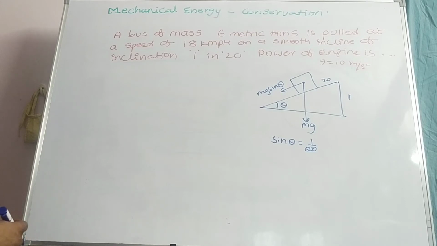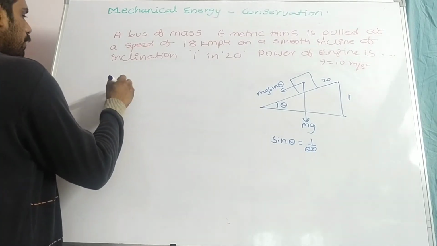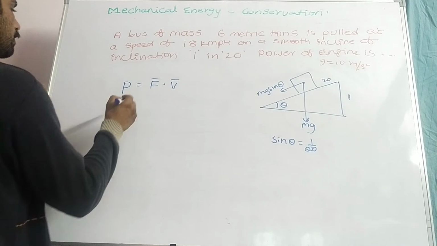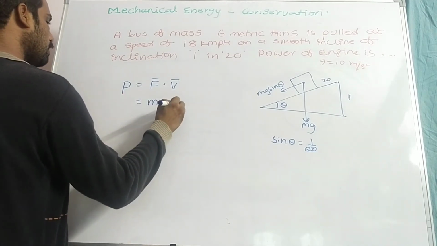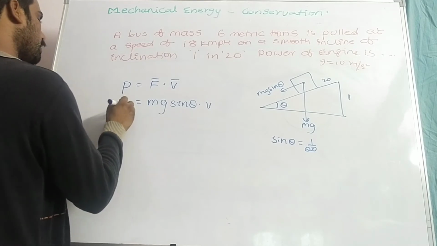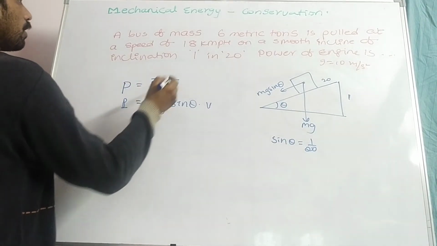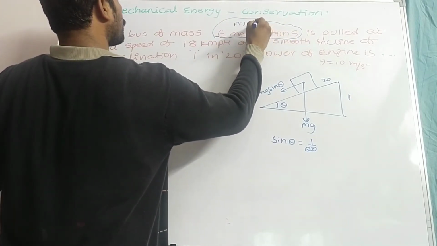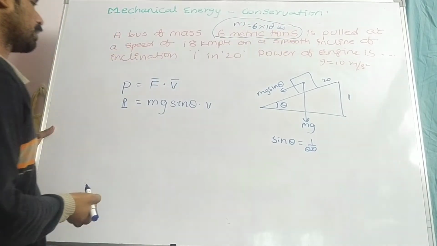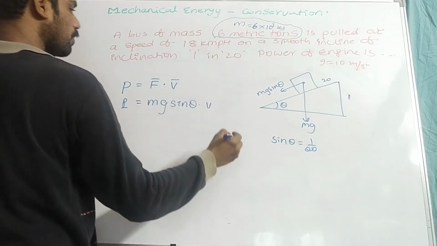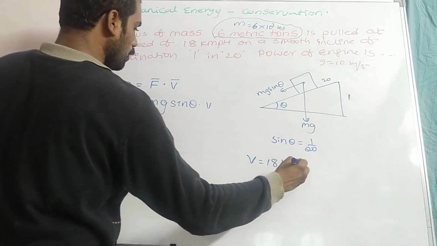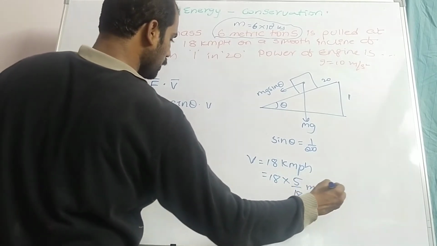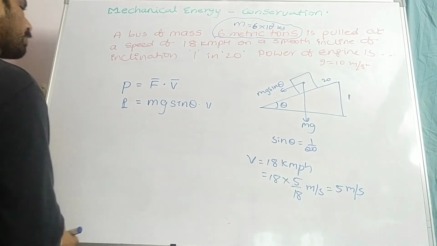Now power of engine. So power P is equal to F bar dot V bar, that is mg sin theta into V bar. Now mass m is given as 6 metric tons, m is equal to 6 into 10 cube kg. And speed V equal to 18 km per hour, that is 18 into 5 by 18 meter per second, that is 5 meter per second.